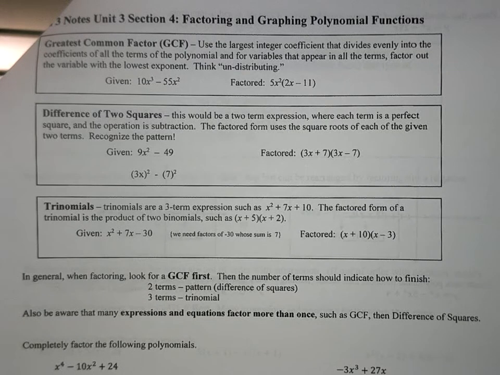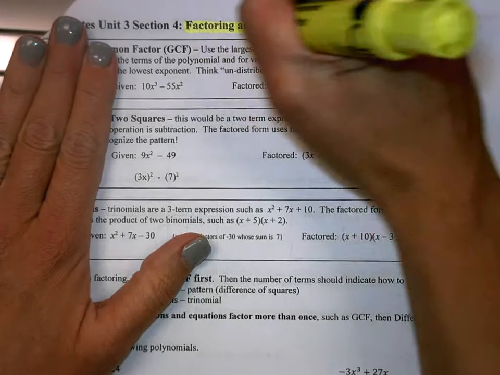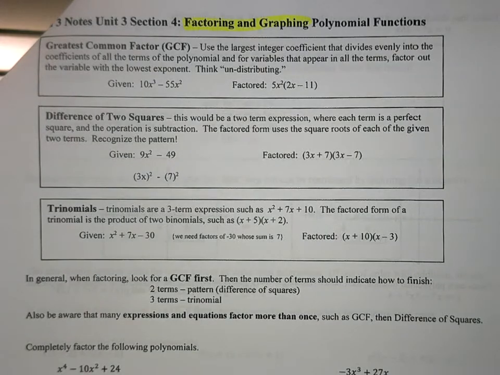Math 3, Unit 3, Section 4. Today we are talking about factoring and graphing our polynomial functions. So as we talked about each day, we're kind of building on. Okay, so today we have to first factor before we can actually graph it.